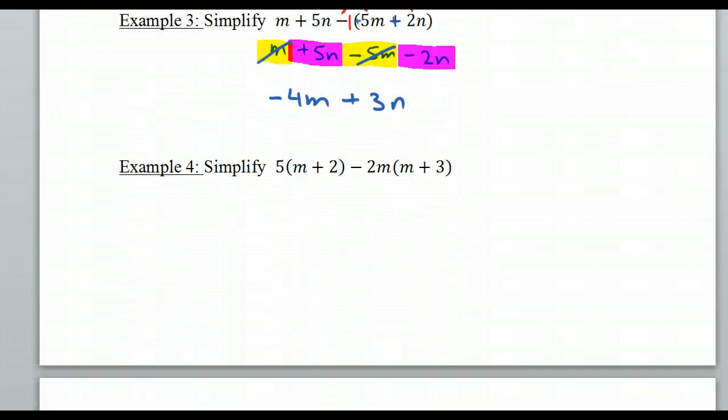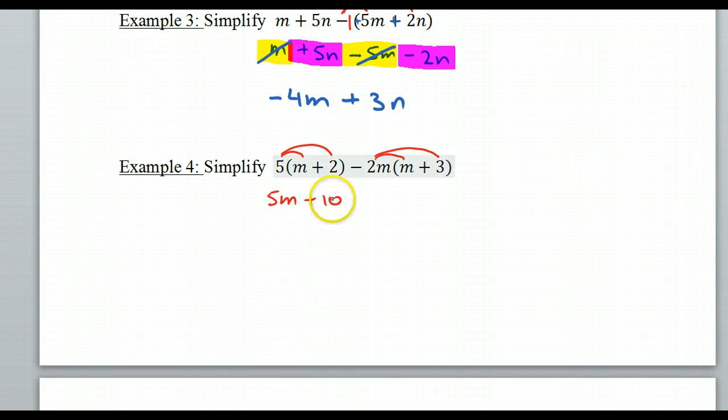Here we go. I've got to get rid of my brackets again, so I'm going to distribute, and I'm going to distribute over here. So 5 times m is 5m. 5 times 2 is 10.